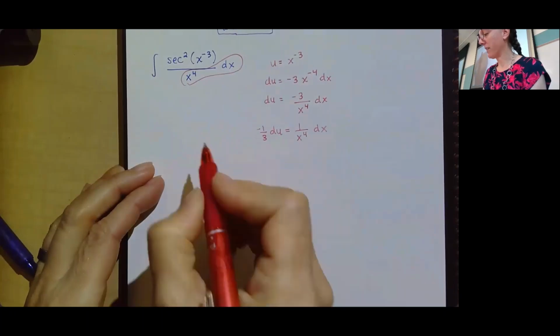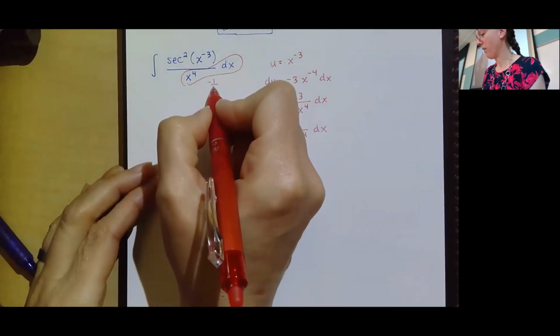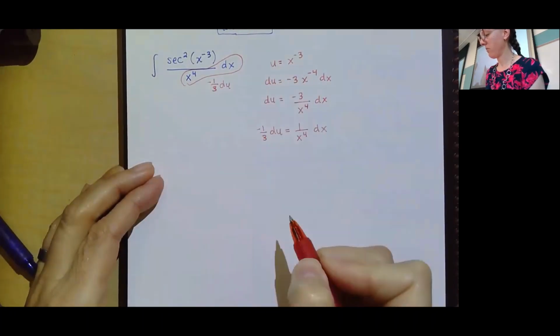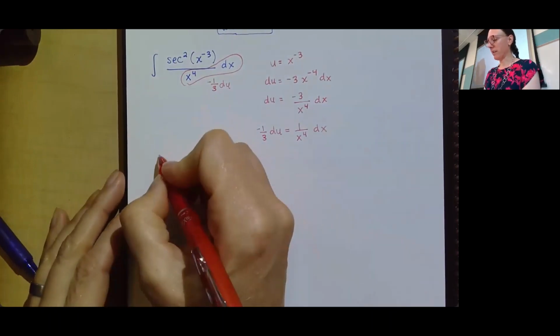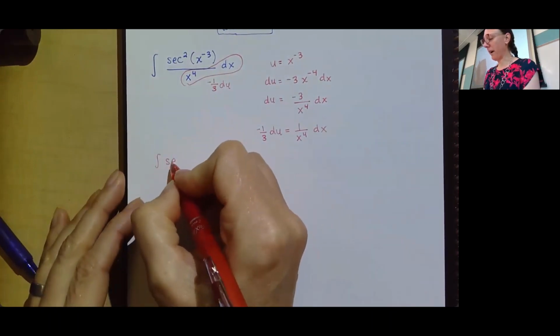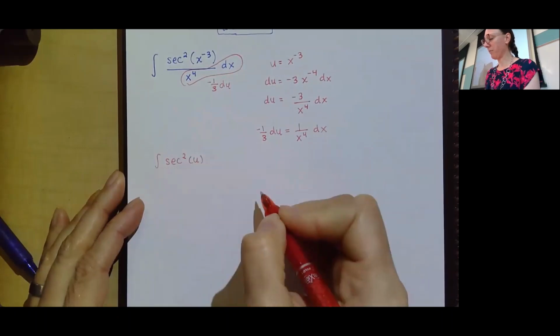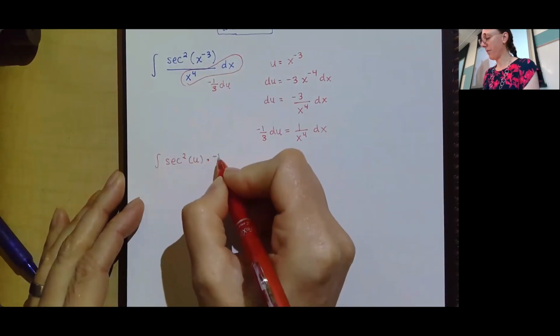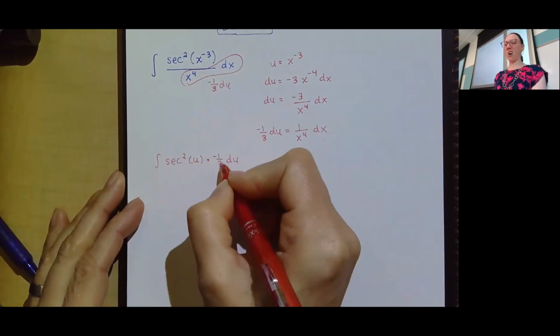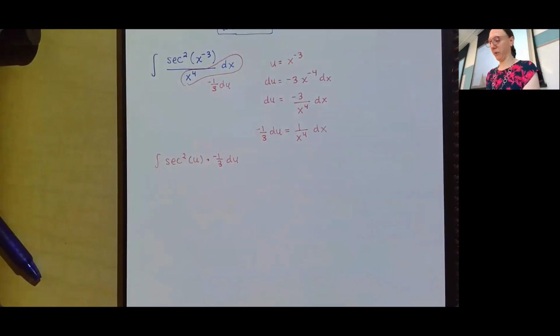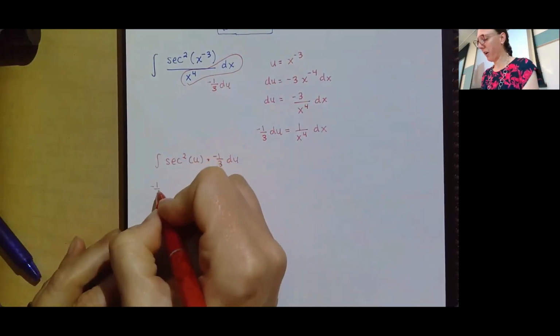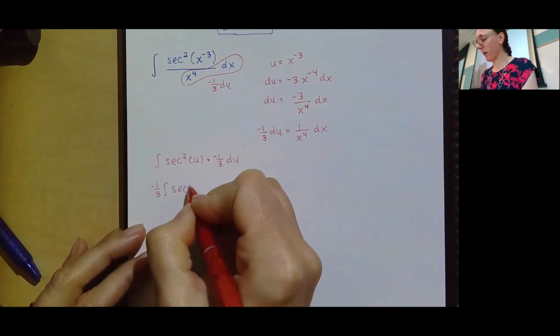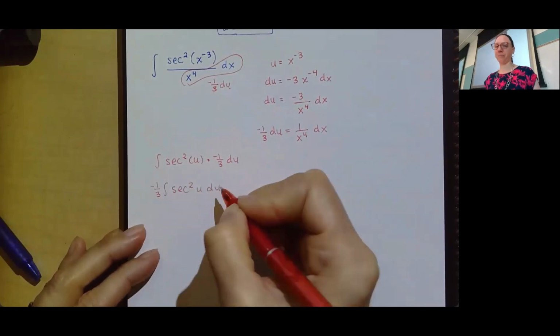So that whole thing is going to become negative 1/3 du. And when I translate this, I'm going to have secant squared of u times negative 1/3 du. And because that's a constant, I'm going to go ahead and pop it in front of my integral and have negative 1/3 the integral of secant squared u du.